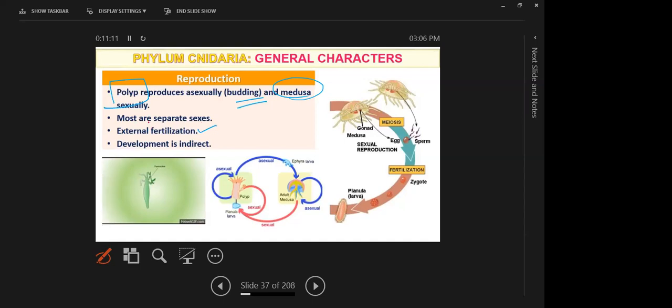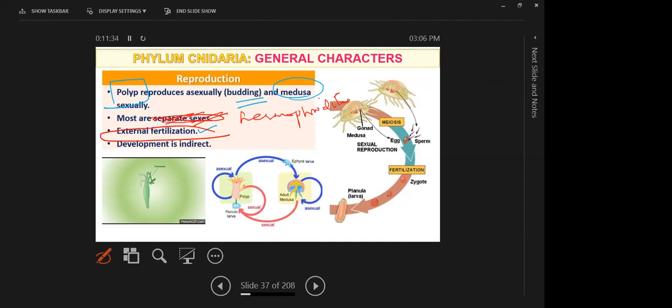Most are separate sexes, but it's not always so. Some are hermaphrodites, that means both sexes are in the same organism. But still there is external fertilization. Why?